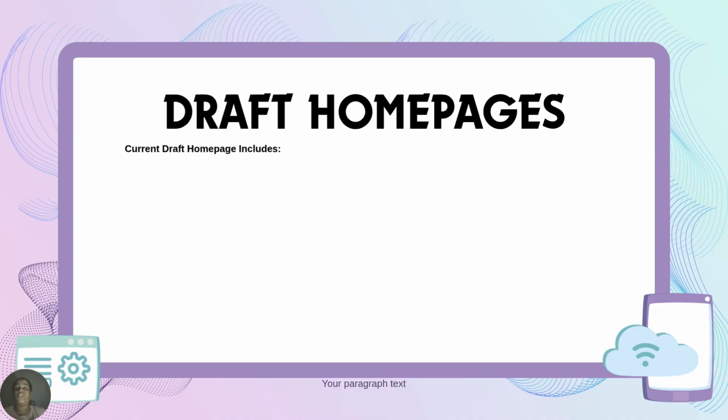Now let me show you our draft homepage. As you can see on the screen, our current homepage includes 3 main sections. First, the hero section, which displays our website title, tagline, and 2 call to action buttons: shop now and watch story. Second, the stats section, which shows 4 counters: happy customers, products sold, average rating, and countries.